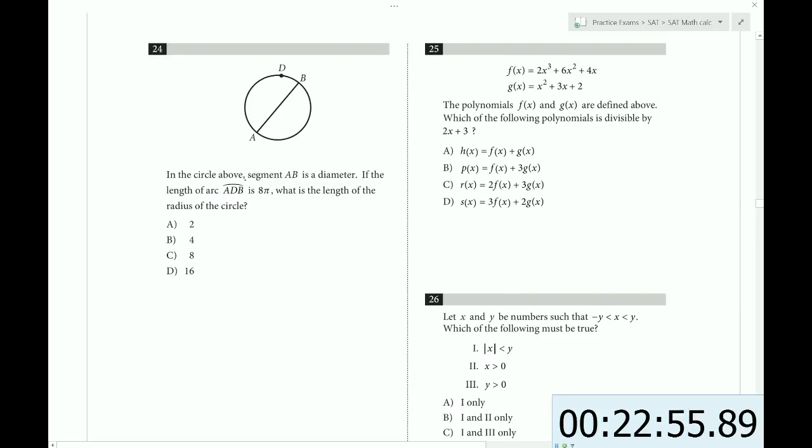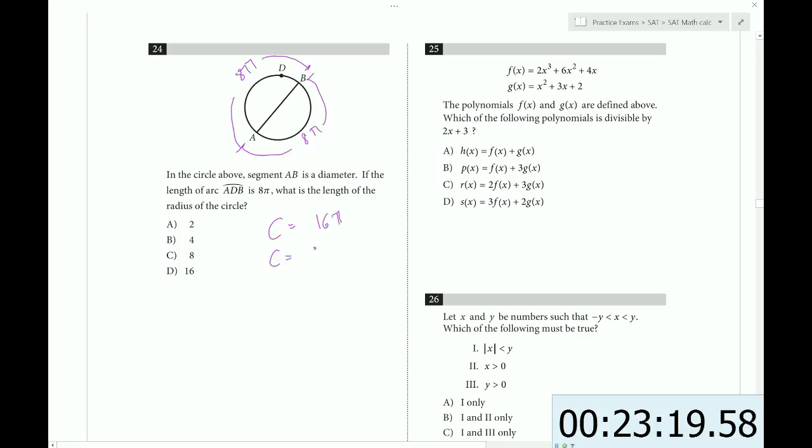In the circle above, segment AB is a diameter. If the length of arc ADB is 8 pi, what is the length of the radius of the circle? So ADB is 8 pi, right? That would be, since this is a diameter, that would be half the distance around the circle. So the whole distance around the circle would then be 16 pi. We also call that the circumference.